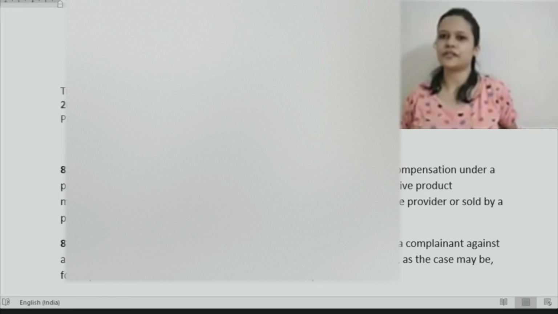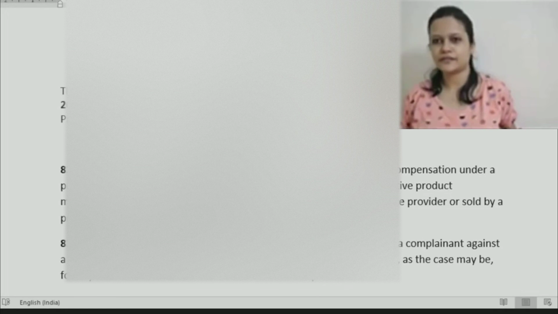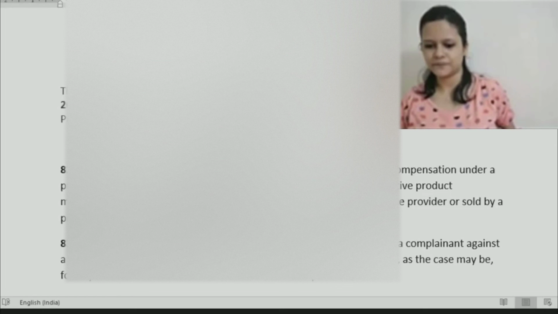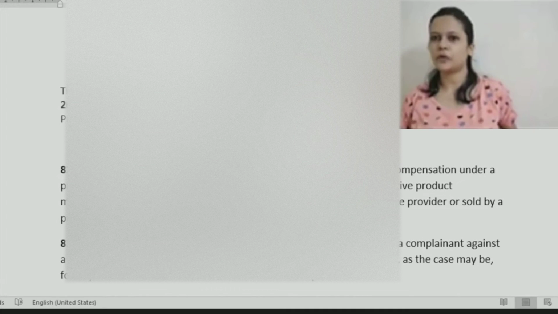Okay, so for Consumer Protection Act, Unit 5, there is one concept called product liability. It is from chapter 6 of the legislation, and there are a few sections that we have. It talks about product liability.